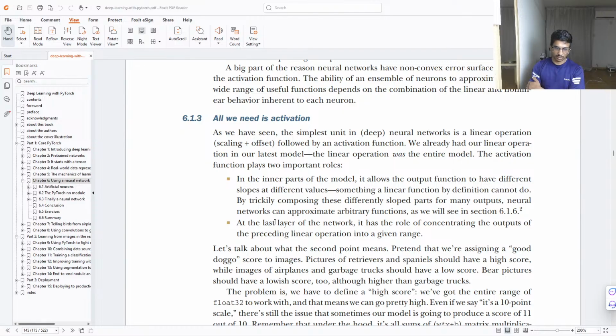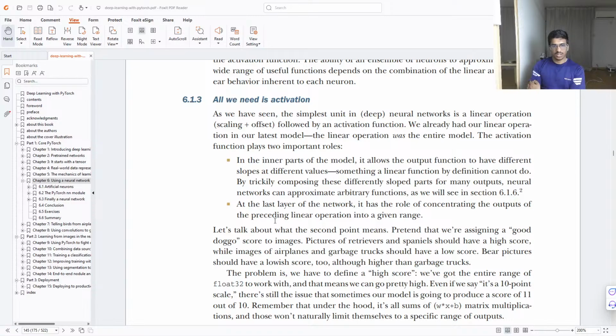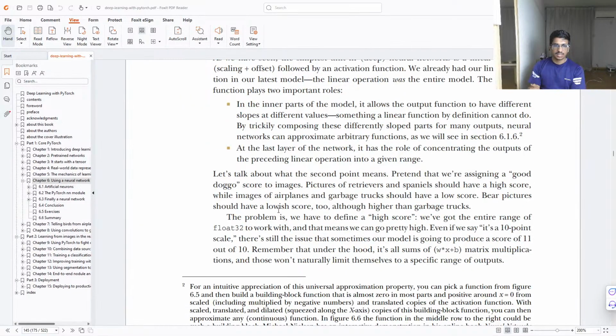At the last layer of the network, it has the role of confining the outputs of the preceding linear operations into a given range. Let's talk about what the second point means. Pretend that we are assigning a good doggo score to images. Pictures of retrievers and spaniels would have a higher score, while images of airplanes and garbage trucks should have a low score. Okay, a bear picture should have a low score too, although higher than garbage trucks.